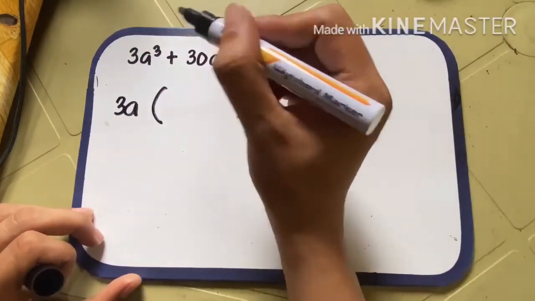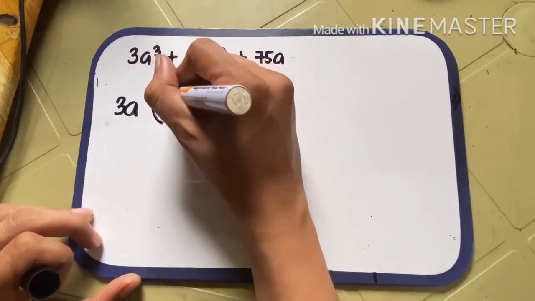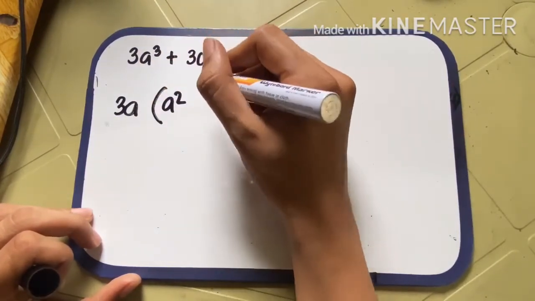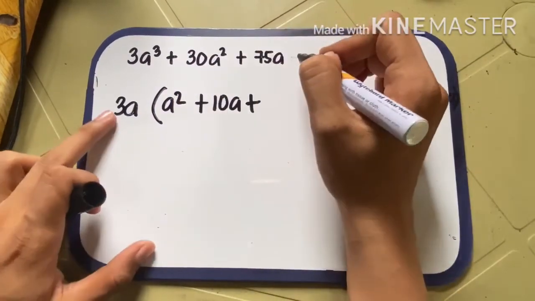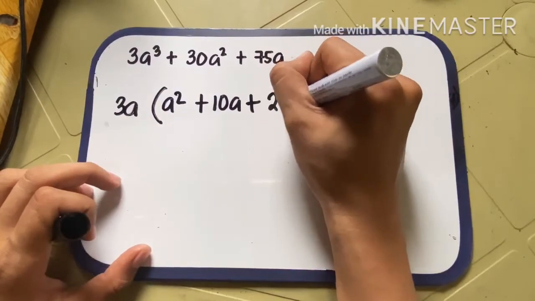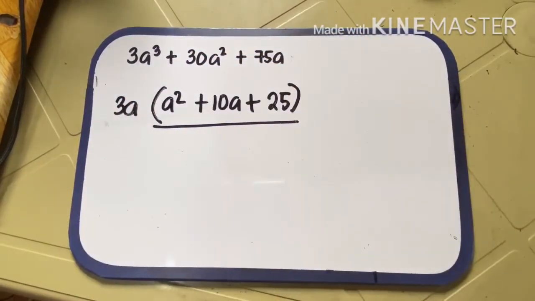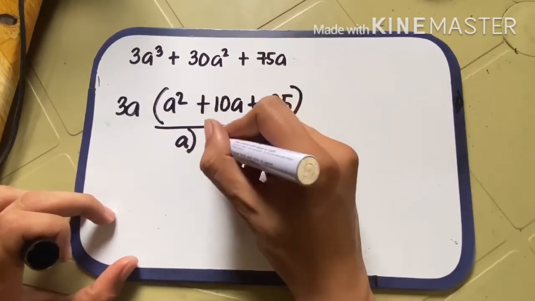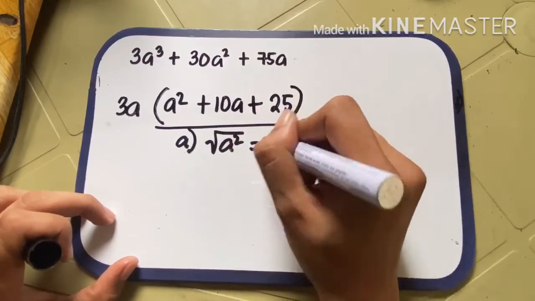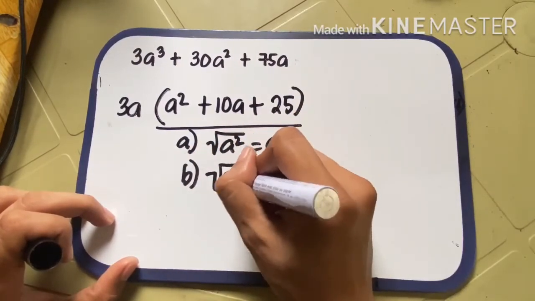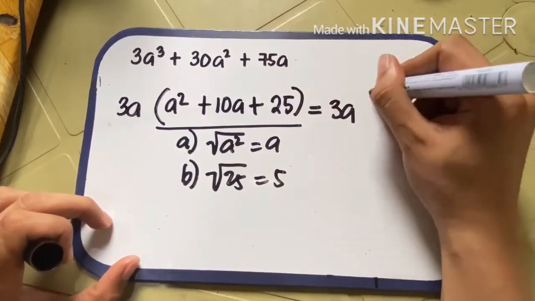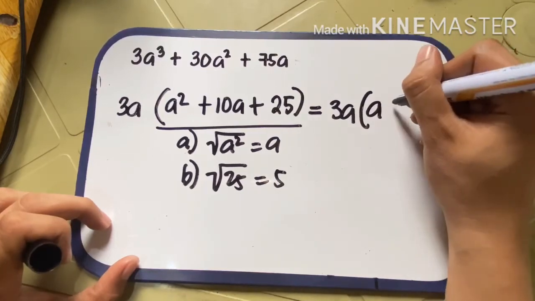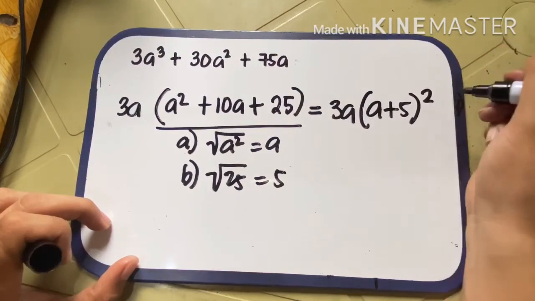Next, divide. 3a cubed divided by 3a is a squared. 30a squared divided by 3a is 10a. Plus 75a divided by 3a is 25. Now we have a perfect square trinomial. So factor it. The square root of a squared is a. The square root of 25 is 5. Therefore, your answer is 3a times the quantity of a plus 5 raised to 2.